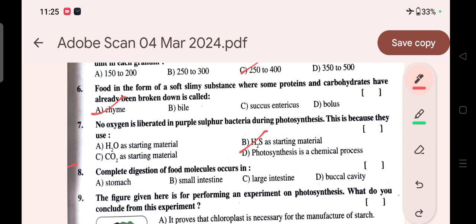Complete digestion of the food molecules occurs in the? Complete digestion. Option B is the correct answer: small intestine.